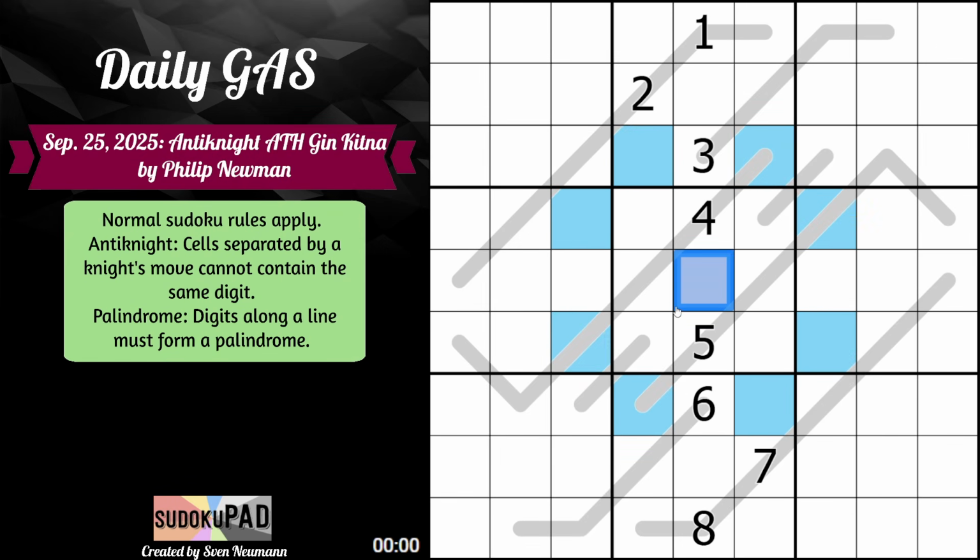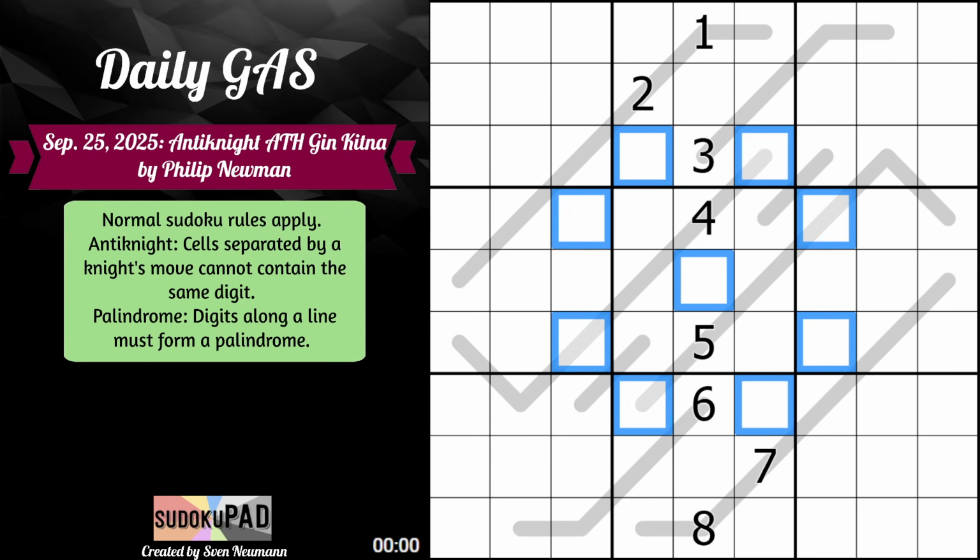So this cell, if it was a 2, for example, even though there is no Sudoku reason why any of these can't be 2, if this was a 2 in the center, they cannot be that by the knight's move.